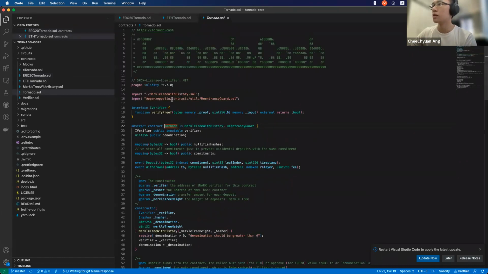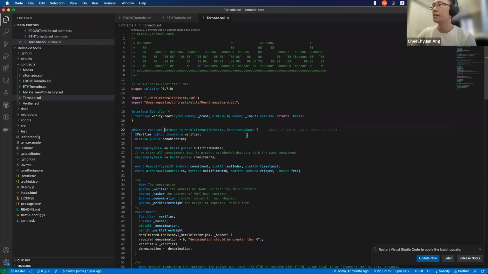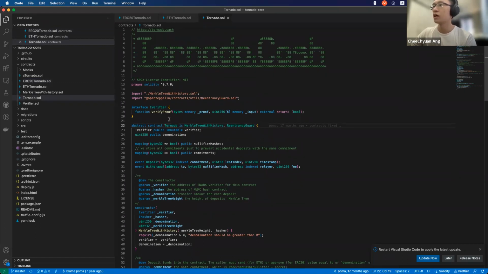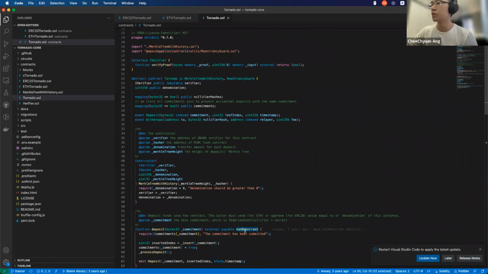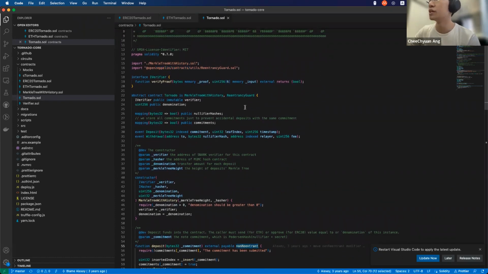So yeah, let's look into the main implementation of the contract. Over here, we can see that there are two parent contracts. One is MerkleTreeWithHistory, and one is ReentrancyGuard. ReentrancyGuard is just a simple protection against re-entrancy attacks. It's a very standard OpenZeppelin library, which I will not go into. The way you use it is to put this modifier nonReentrant. But yeah, I won't go into that in detail. And MerkleTreeWithHistory is where we are able to insert and to compute the Merkle root, which we'll also go into later.